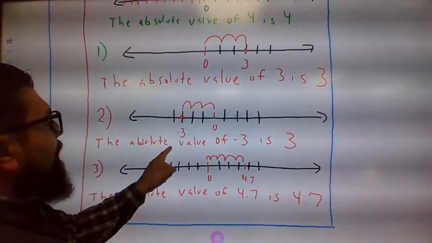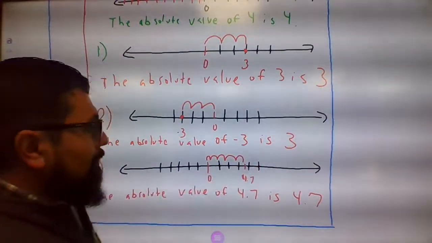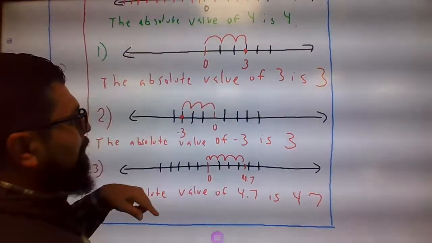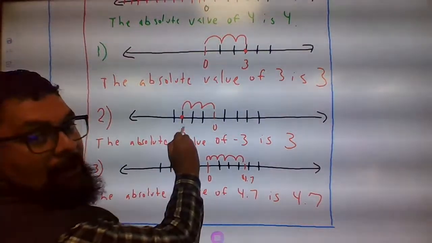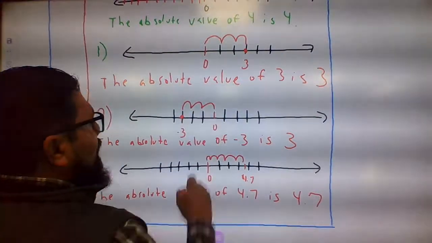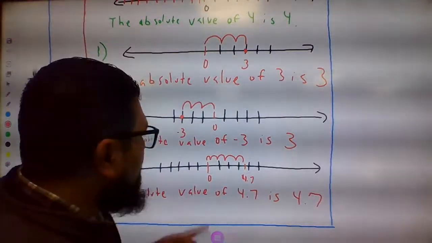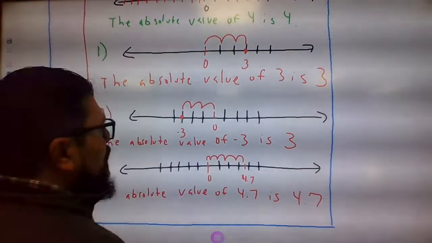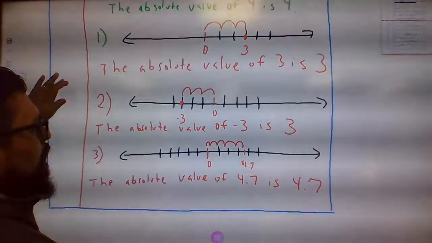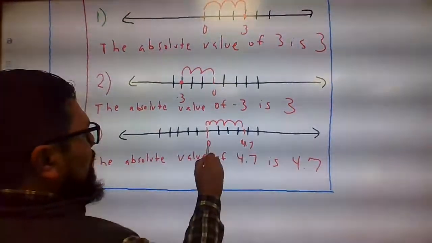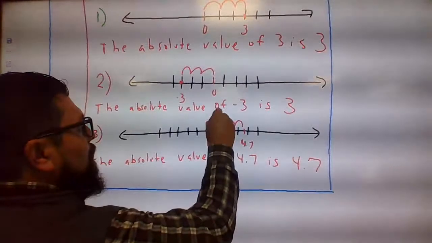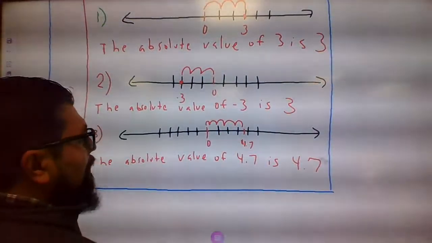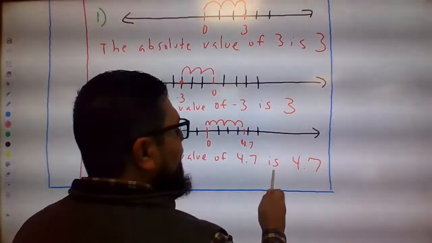Here's number 2. The absolute value of -3 is 3. Look, these two are the same. This is 3 and this is 3. Why? Look at -3. 1, 2, 3. It's 3 spaces from 0. And then the last one, number 3, it's 4.7. Here's 0, here's 4.7. When I go back, 1, 2, 3, 4.7. So the absolute value of 4.7 is 4.7.